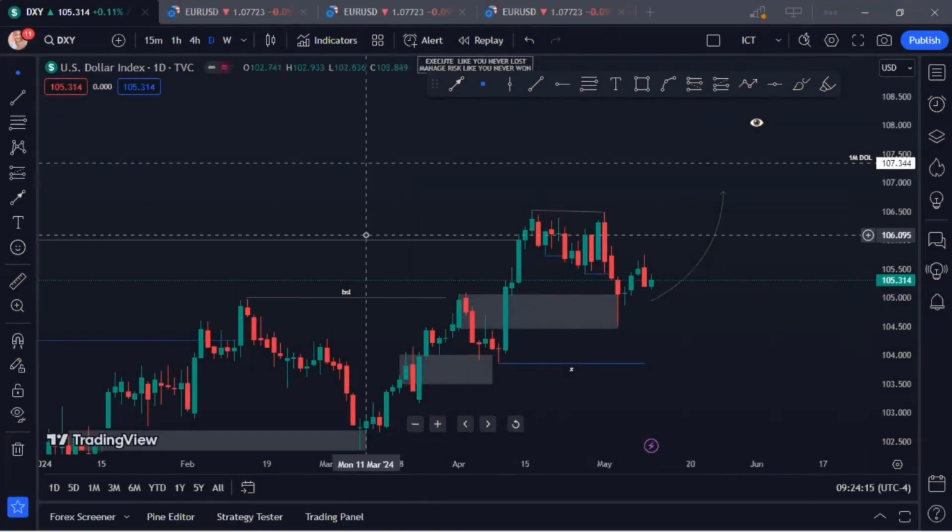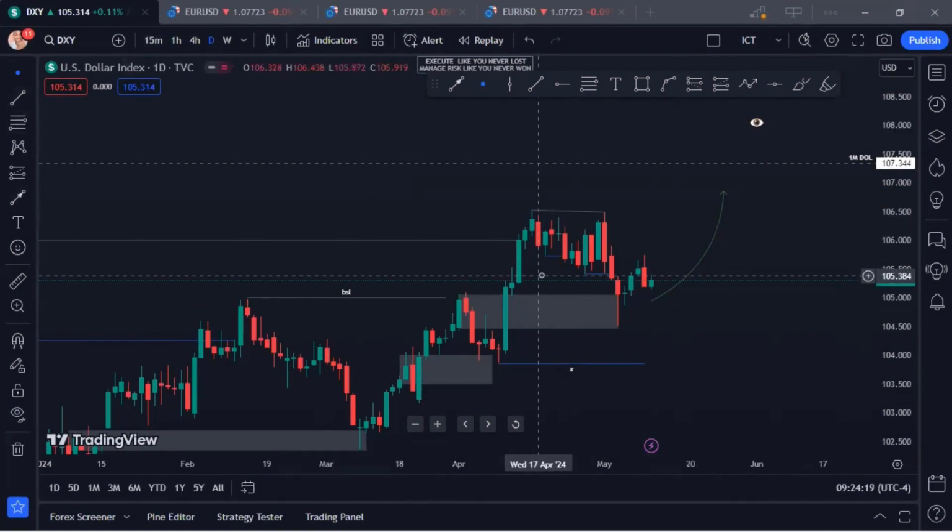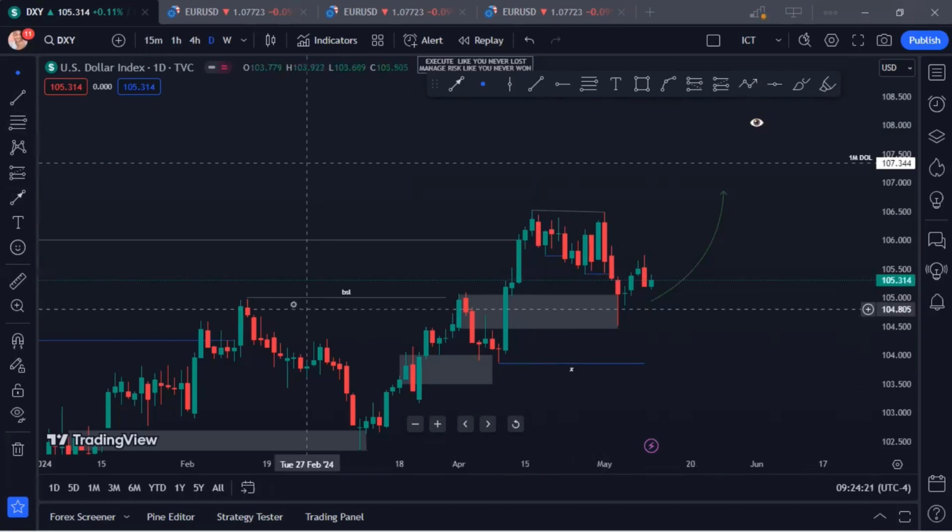Let's see what's happening next in the market. Okay, guys. So right now, let's get to the chart. Come back to the chart. Okay, this is the DXY, and let's get started with the DXY. Once you're done with the DXY, you then go to EURUSD.